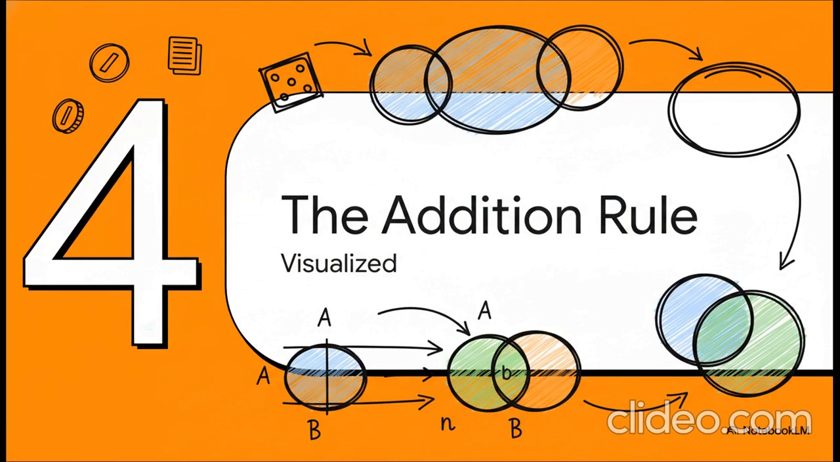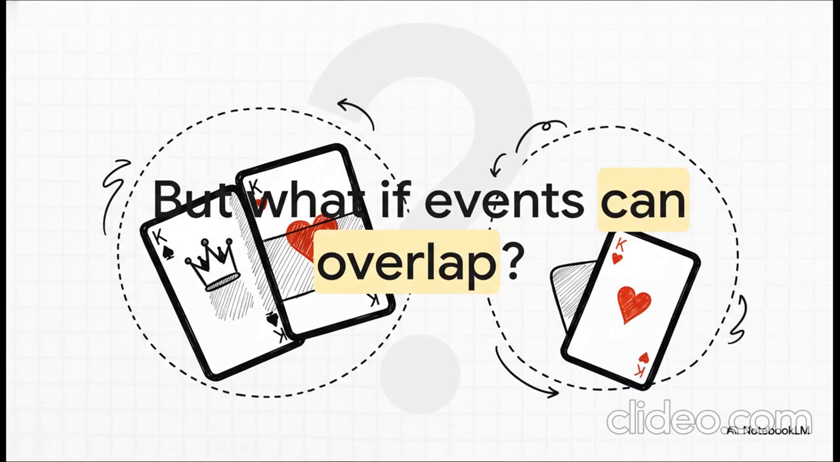Okay, so let's see these rules in action. We're going to take these three simple axioms and use them to build one of the most important tools in all of probability, the addition rule. And we're going to see exactly how it works with a really simple visual proof. That third axiom is awesome, but it's got that one little condition, right? It only works for events that don't overlap.